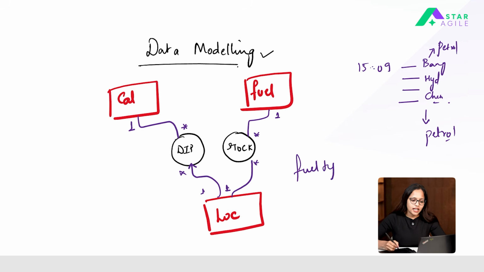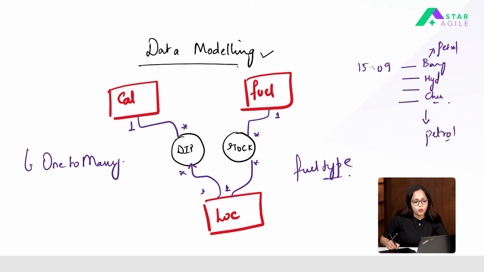So if you look at this diagram, from the calendar table to the dip, you have a one-to-many relationship. This can also be a many-to-one relation, right? So why are these kinds of relationships important?